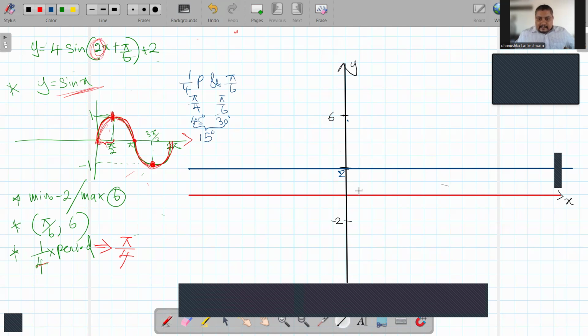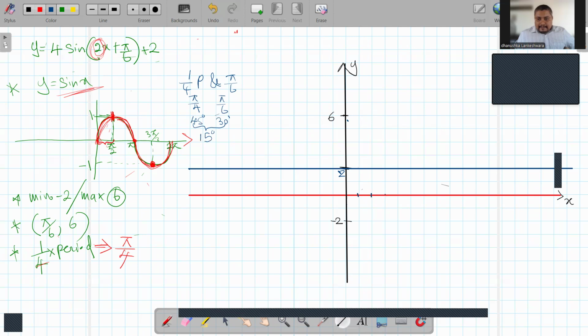this is the x-axis, and we mark the divisions of 15 degrees each, and the negative axis as well, likewise.